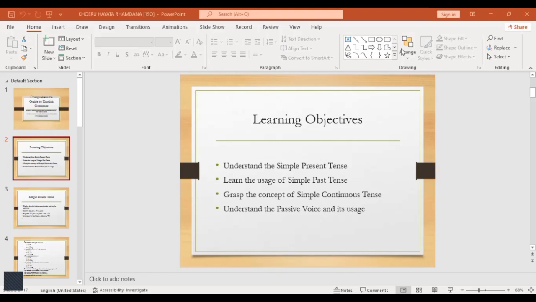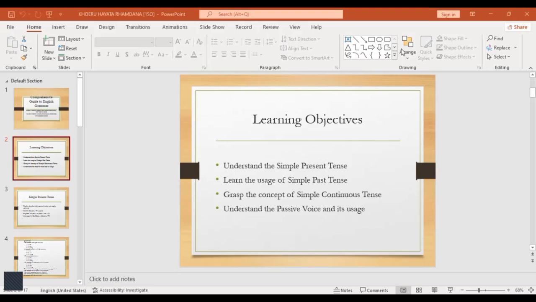Another important use of the simple present tense is for fixed schedules or events that are planned. For example, the train leaves at 9 a.m. This is a fixed schedule. And even though we are talking about the future, we still use the simple present tense. How do we form sentences in the simple present tense?